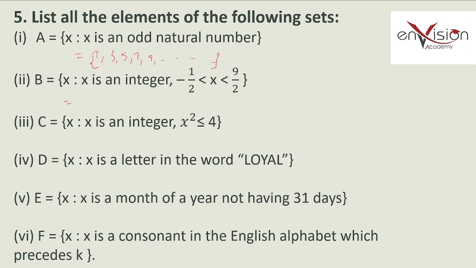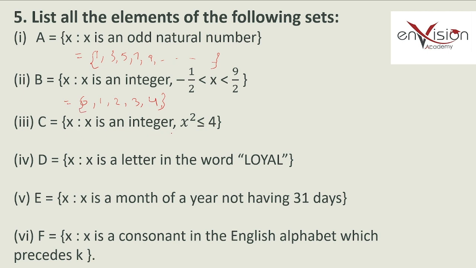Now here you have to write down all the integers which lie between -1 by 2 and 9 by 2. Integers: so we have 0, then 1, then 2, then 3, then 4. Now will 5 come or not? For 5 we need 10 by 2. 10 by 2 is 5, so it means it is up to 4 only.